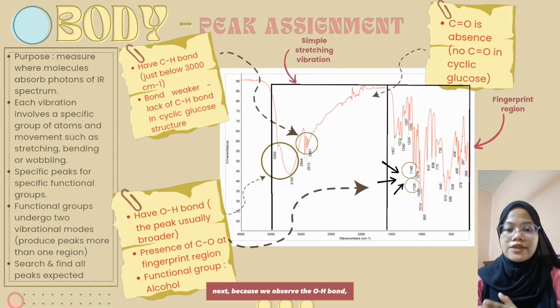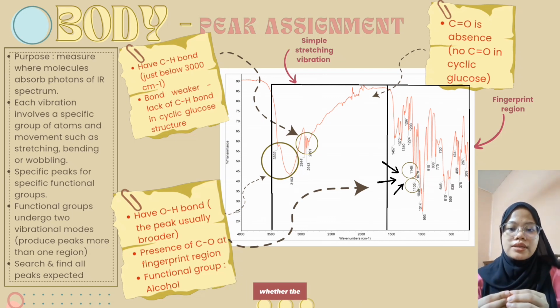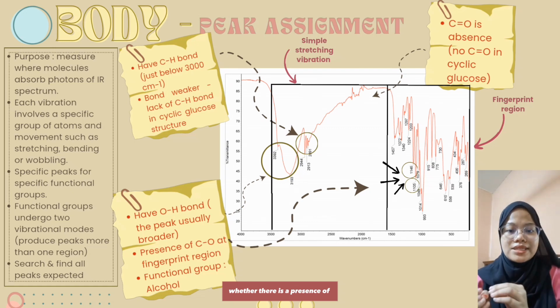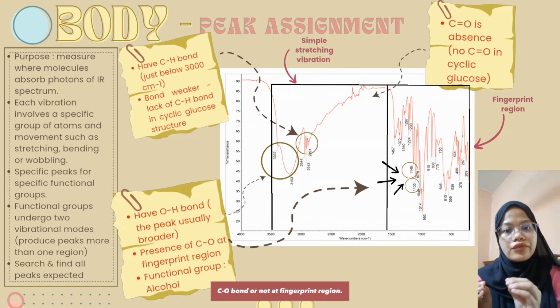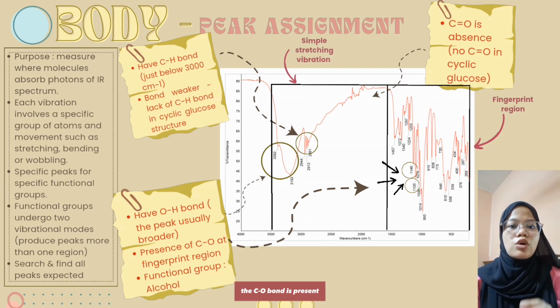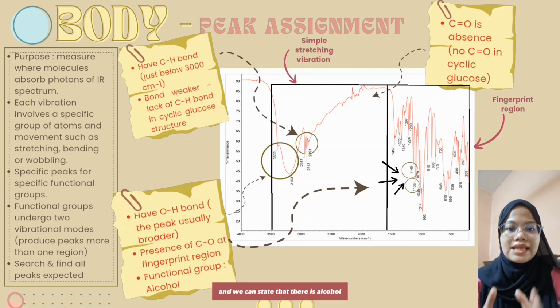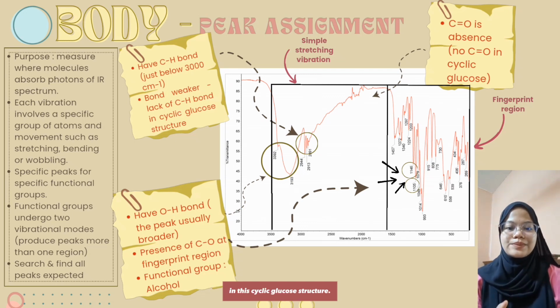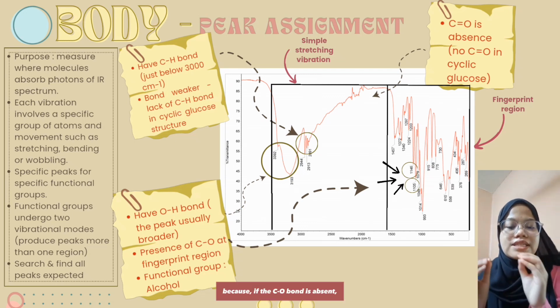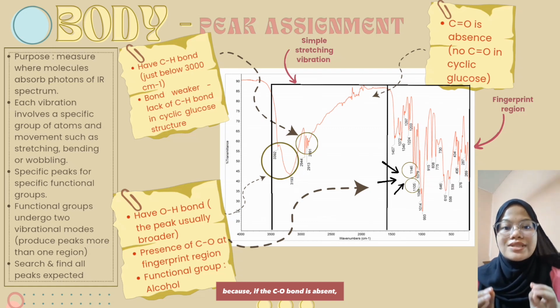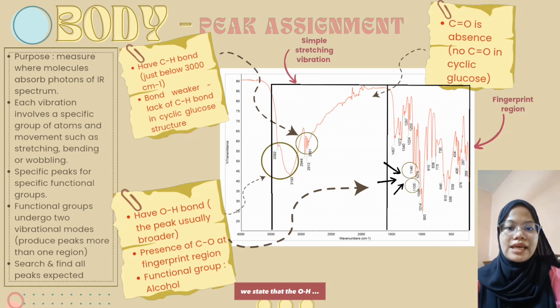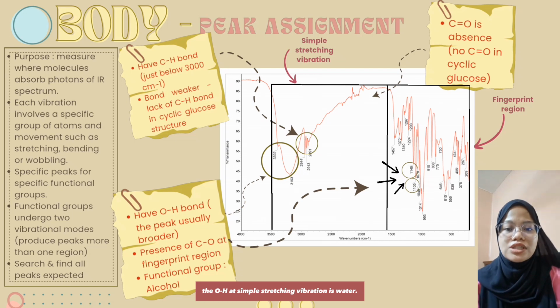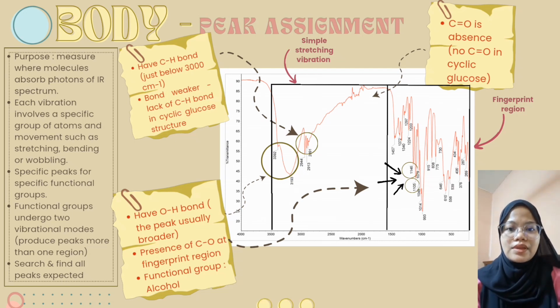Next, because we observe the OH bond, we need to look whether there is a presence of a CO bond or not in the fingerprint region. In this figure, the CO bond is present and we can state that there is alcohol in the cyclic glucose structure. Because if the CO bond is absent, we state that the OH at the simple stretching vibration region is water.